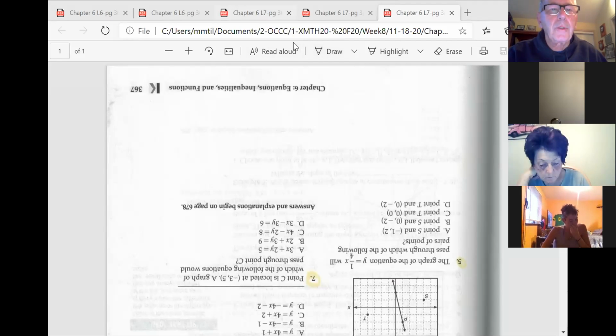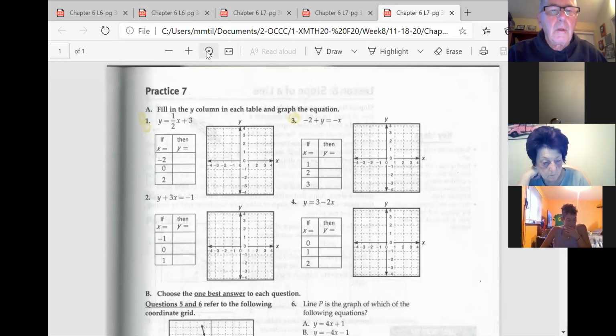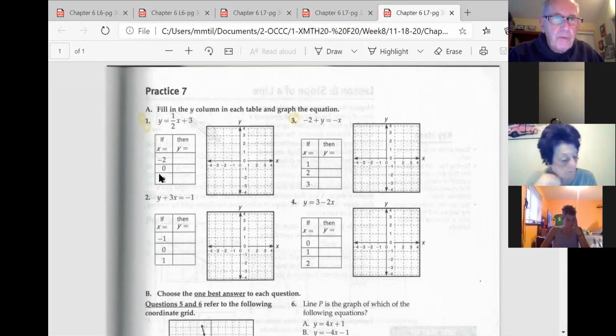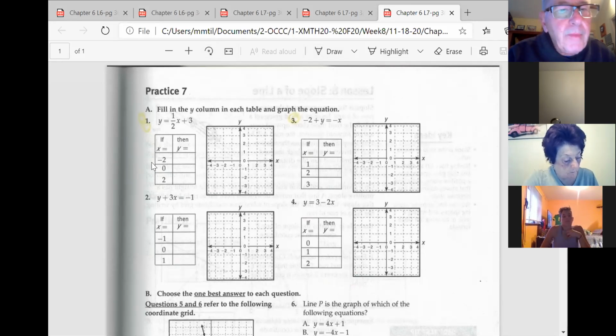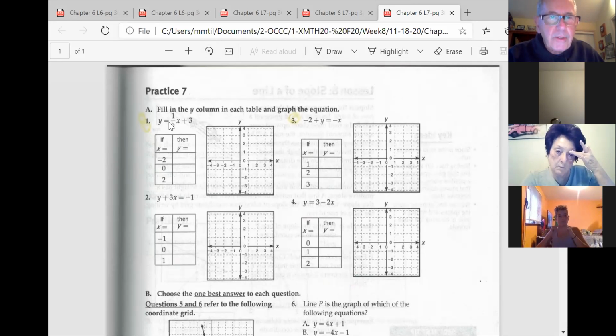There was the next page on that. On this particular section, remember we had a table and a graph. You randomly put in x values, and then you put that x value into this equation and solve for y. Then you plot those points. That's what we're doing in these.